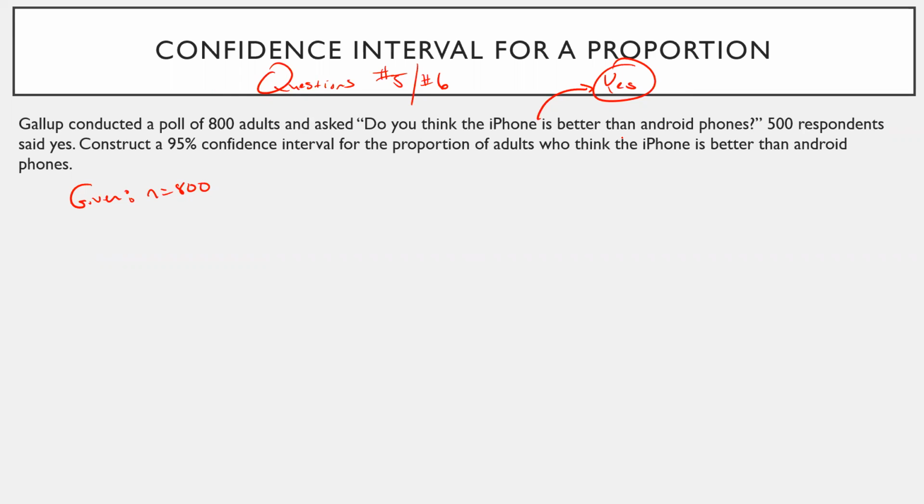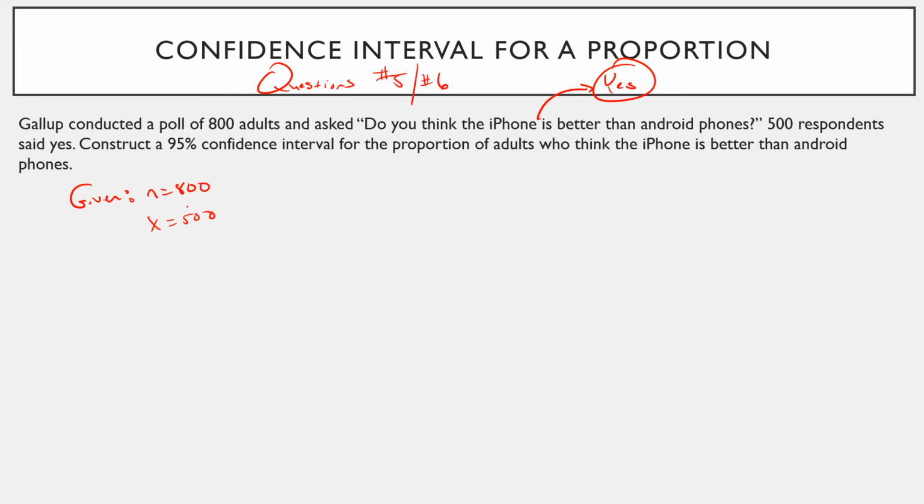So 500 respondents said yes. Okay, so that's the X. That's the number of people who said, sure, yeah. Okay, so let's construct a 95% confidence interval for the proportion of adults who think the iPhone is better than Android phones.